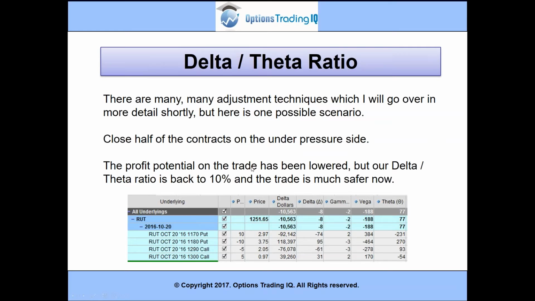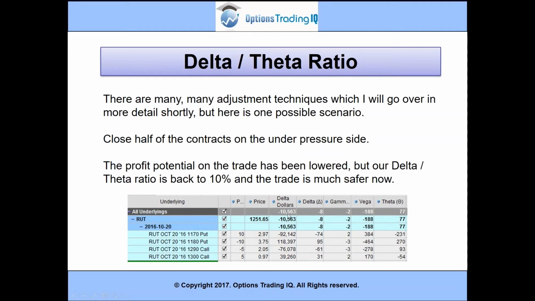The adjustment here is closing half the contracts on the under pressure side. We had 10 contracts on the calls and 10 on the puts previously, and we had a high negative delta theta ratio. So in order to cut risk, we've just dropped half the contracts on the calls. Profit potential on the trade has been lowered, but our delta theta ratio is back to 10%, and the trade is much safer now. If the market continues to rally, it's pretty obvious, right? You've got fewer contracts, so your losses are going to be less.